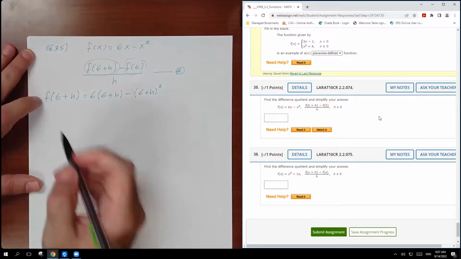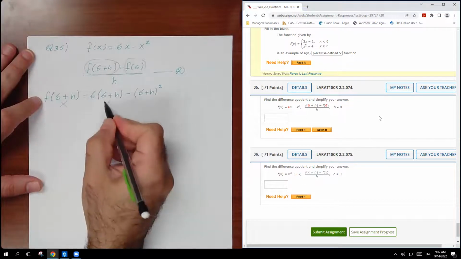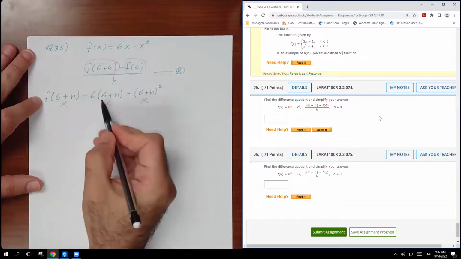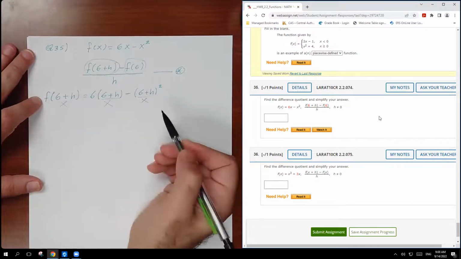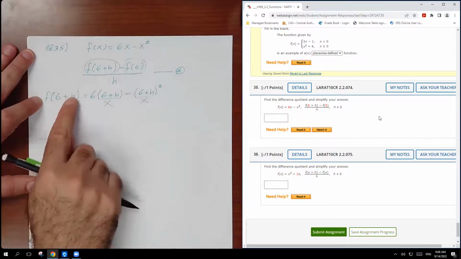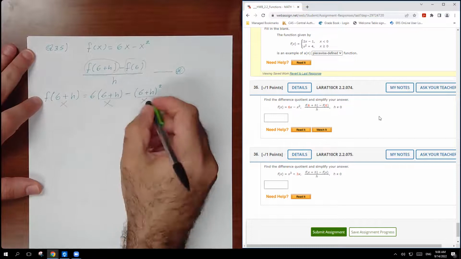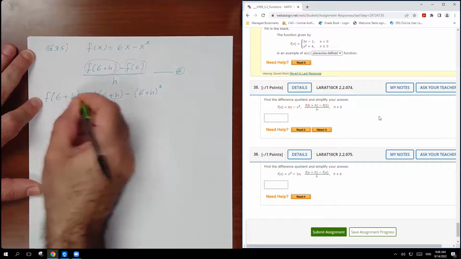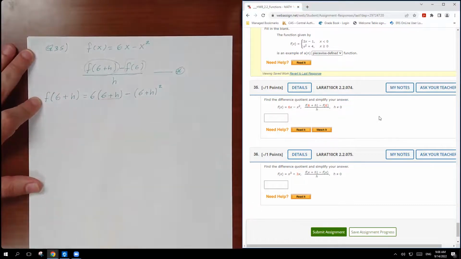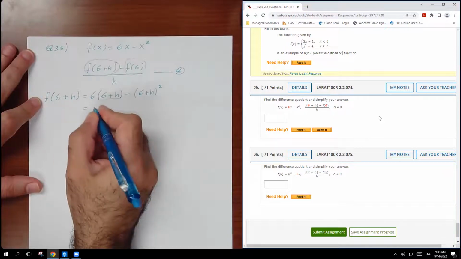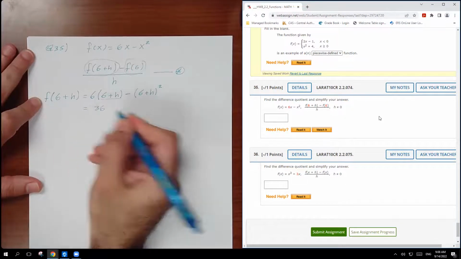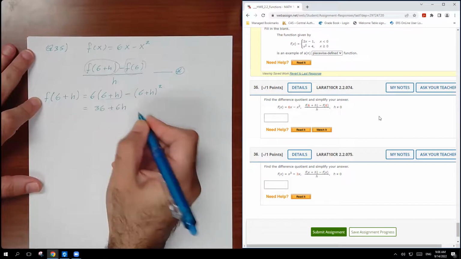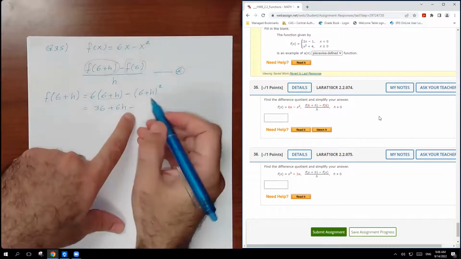So what I did, this is x. This is 6x minus x squared. See, everything here is x. Everything here is x. And everything here is x. So I'm going to plug in 6 plus h instead of each x here. Then we have to simplify it. First of all, how are we going to simplify this part? By distributing. So 6 times 6 is going to be 36. 6 times h is going to be plus 6h. Minus. Be careful here. How are we going to simplify this one?